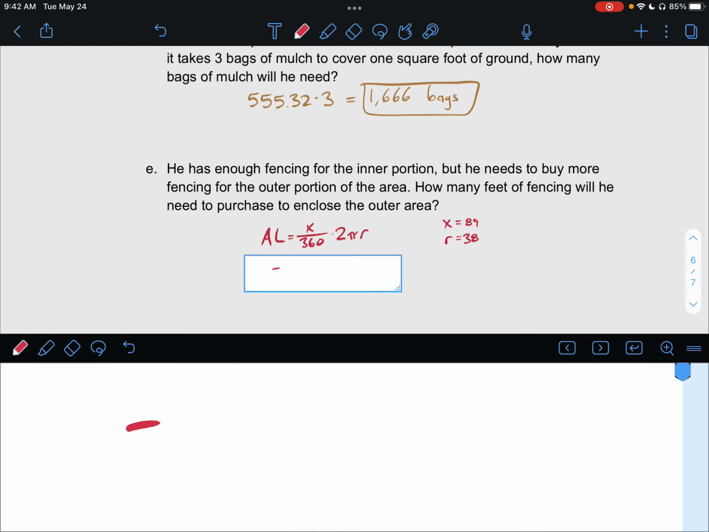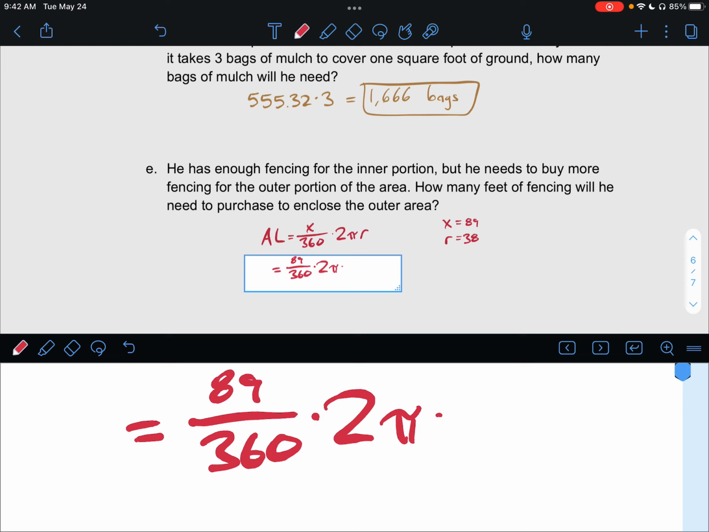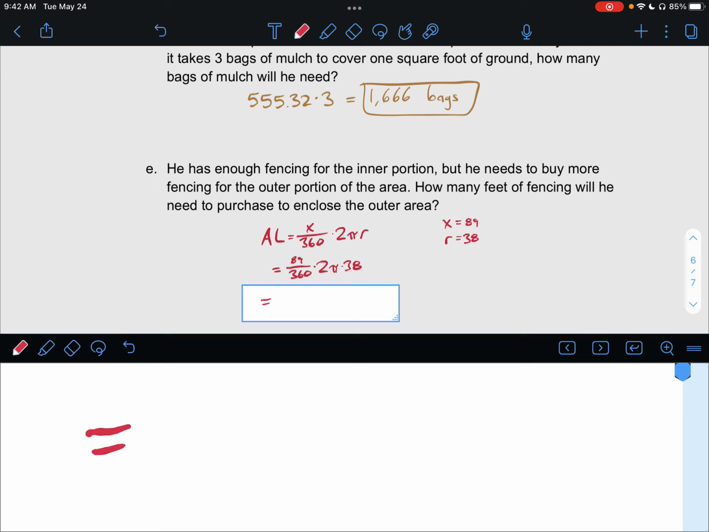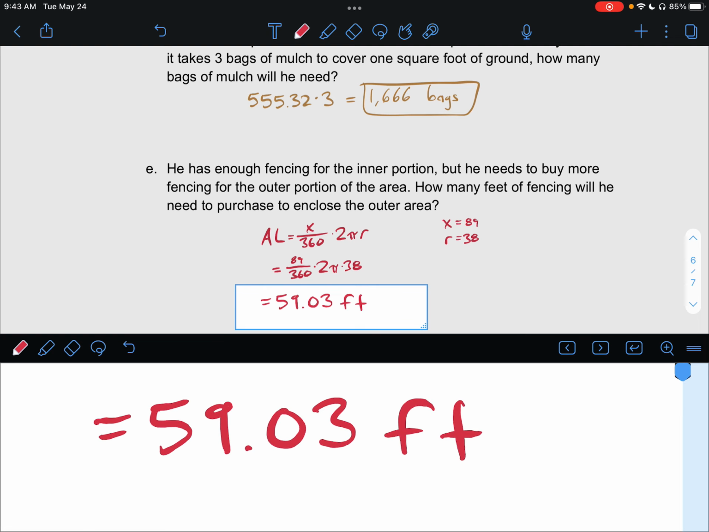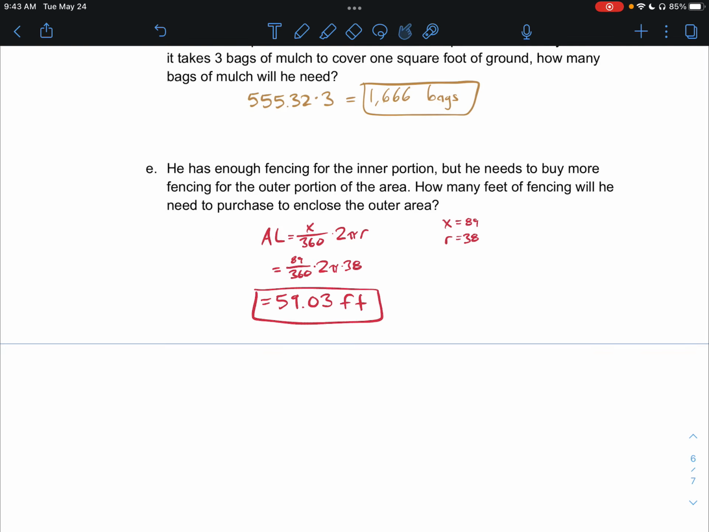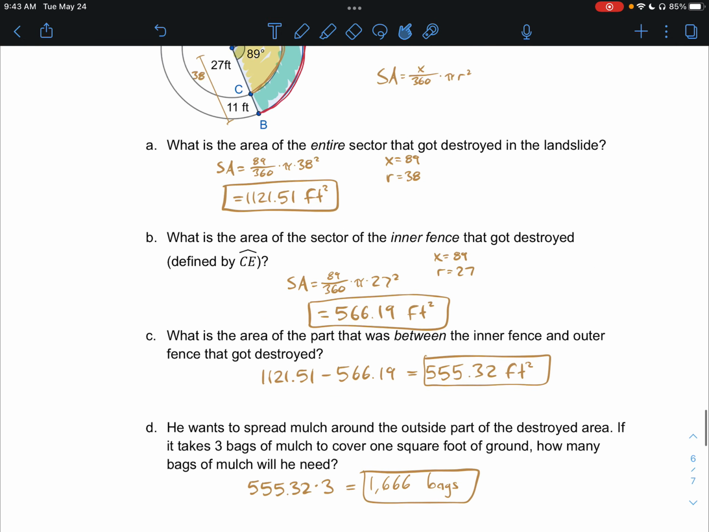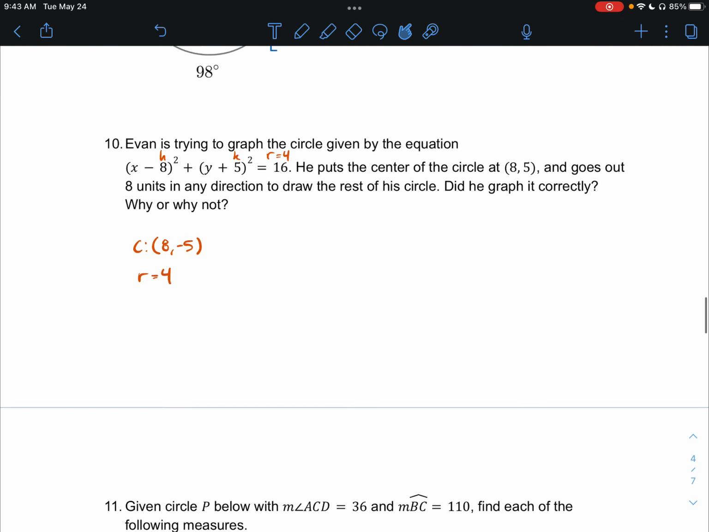So it's going to be 89 over 360 times 2 times pi times 38. Plug it in a calculator. So 89 over 360 times 2 pi times 38. I'm getting 59.03 feet of fencing. So there we go. Those are my answers to every single question on the practice test.